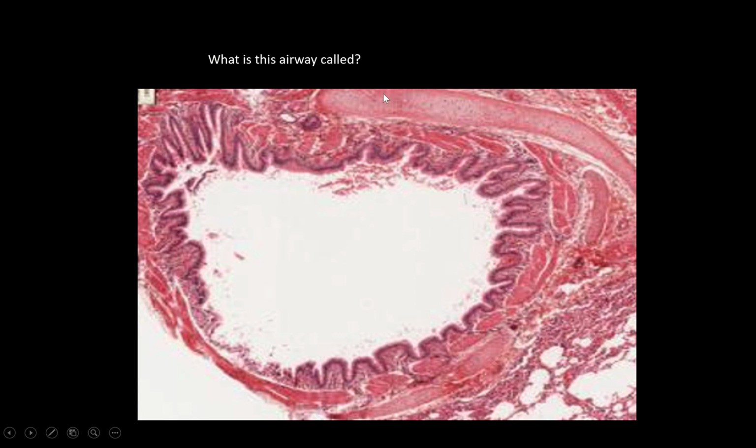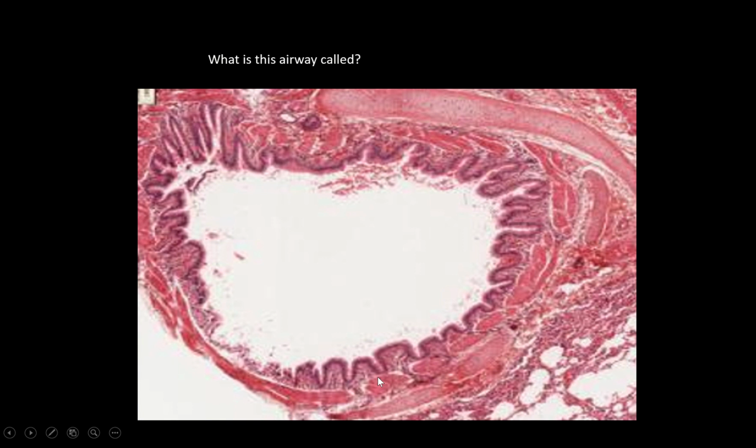Hopefully you recognize these are cartilage plates. These are cartilage plates, right? And so they're keeping this airway open. And so the way the airway goes, right, is it starts in the trachea. And remember, the trachea has nearly complete cartilage rings, right? Nearly complete cartilage rings around almost all of the trachea.